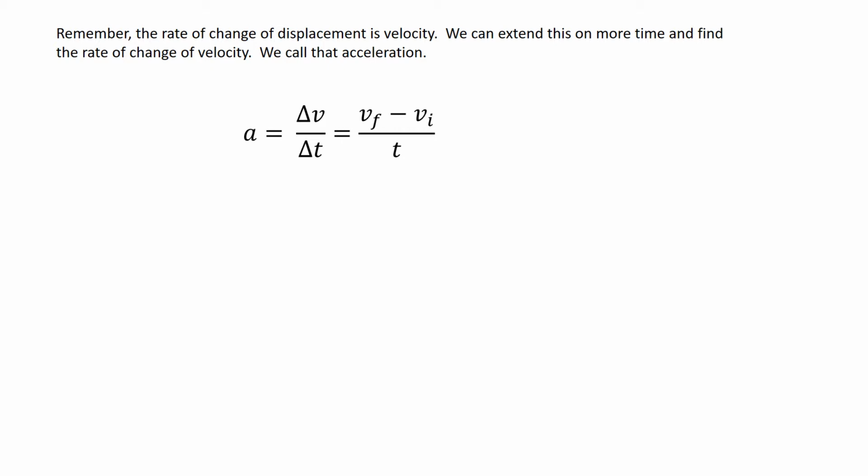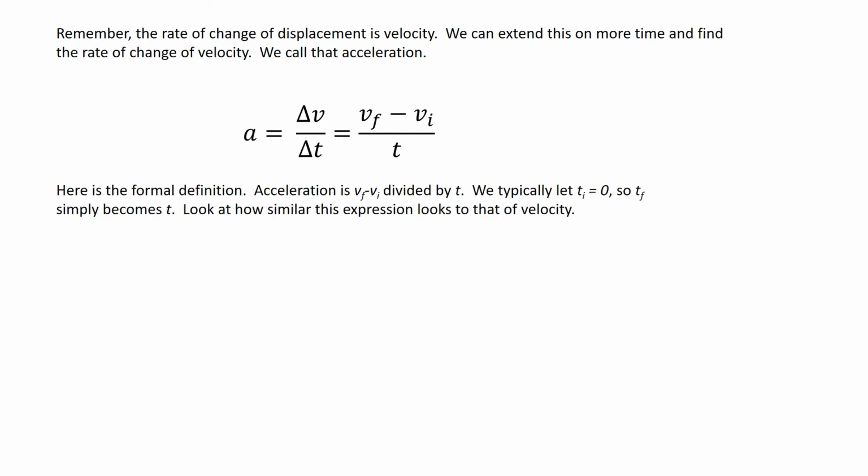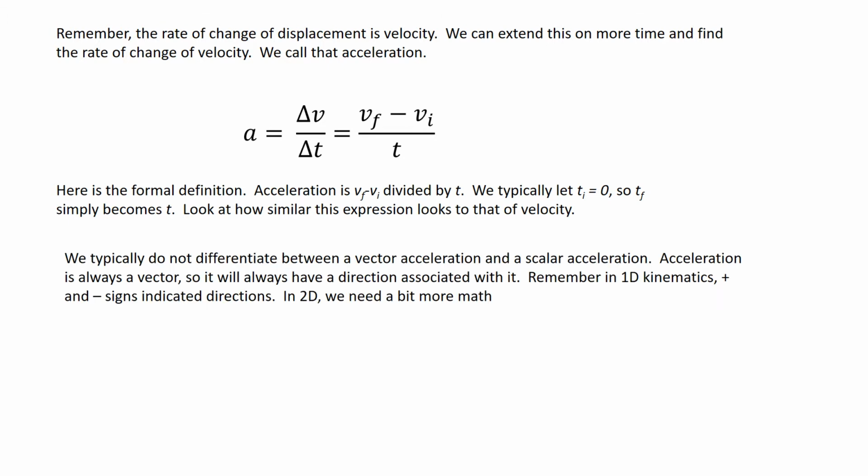Look at that equation again. It looks kind of like a slope, just like the delta x over delta t was. Now, we'll see that there's going to be similarities between the two. This is, again, the formal definition. Acceleration is v final minus v initial divided by t. We usually let the initial time be 0, so the t final simply becomes t. Again, look how similar this expression is to that of velocity.